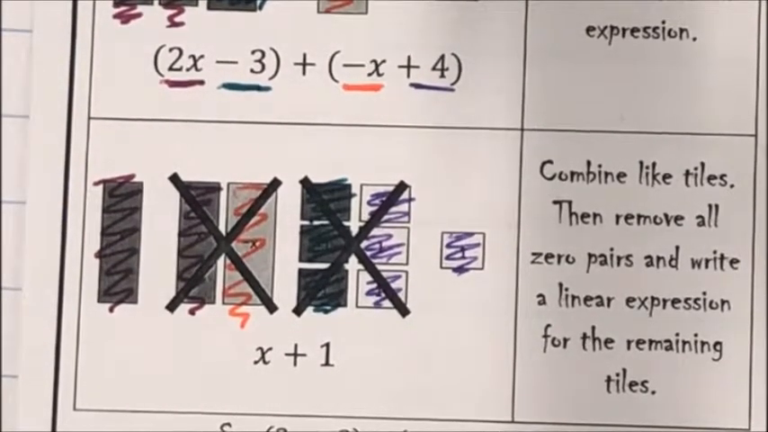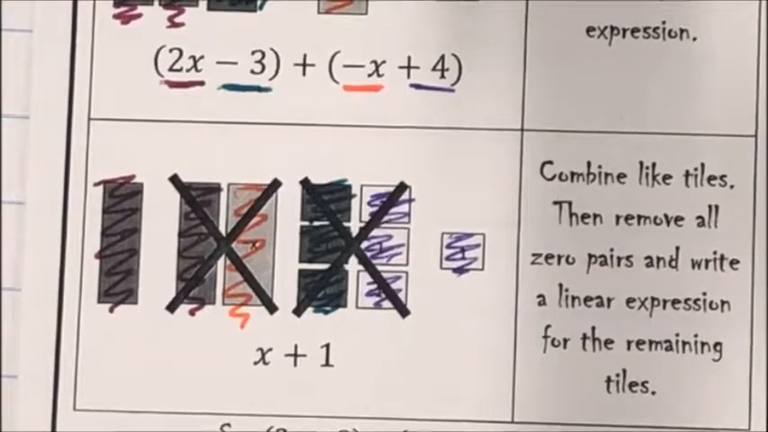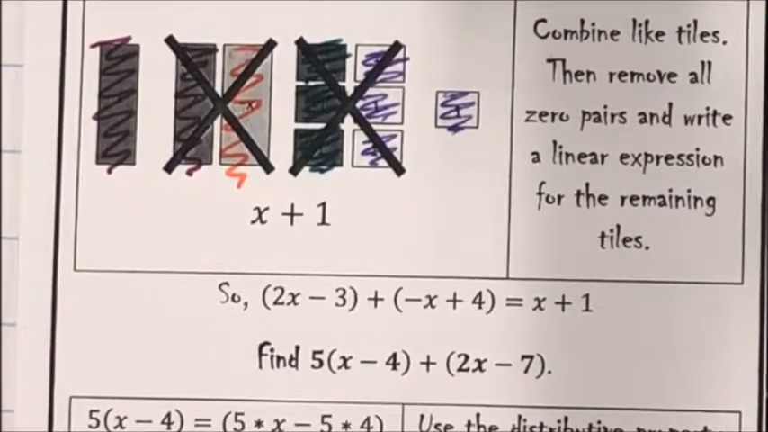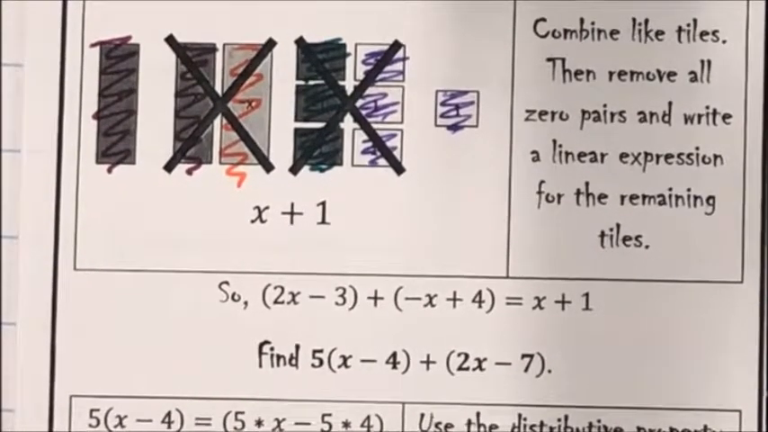So I combined all my tiles, then removed all zero pairs, and I write a linear expression for the remaining tiles. So 2x minus 3 plus negative x plus 4 equals x plus 1.